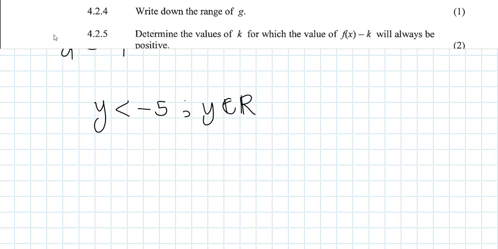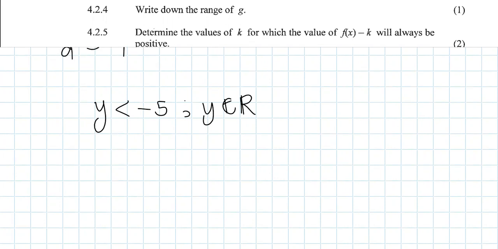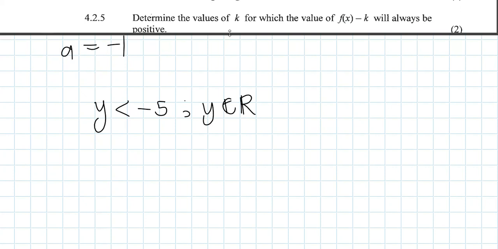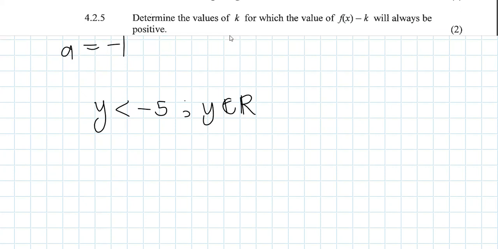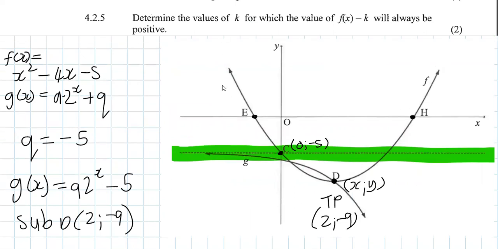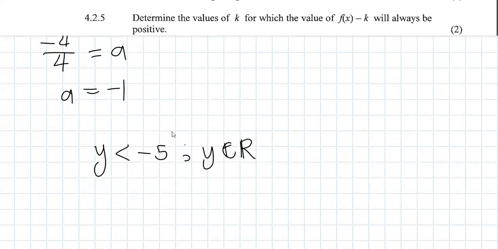4.2.5. Determine the values of k for which f of x minus k will always be positive. So let's look at f of x. F of x is this. In order for f of x minus k to always be positive, it's going to be some sort of vertical shift. So it's going to go up or down. We need to look at what sort of shift has happened for f of x minus k.